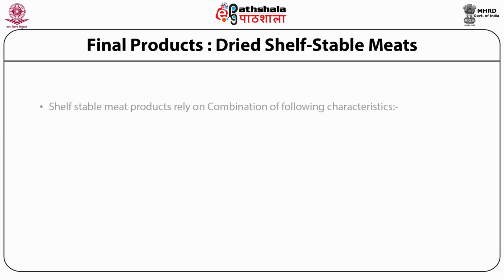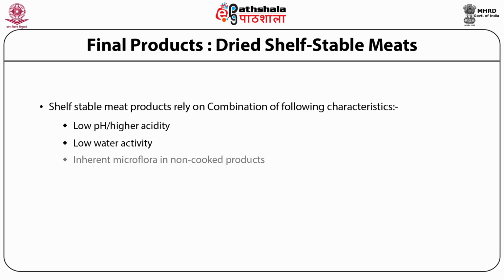Most often, shelf-stable dried meat products rely on a combination of characteristics to achieve shelf stability, and these are low pH, high acidity, low water activity, inherent microflora and starter culture in non-cooked products. Packaging helps prevent contamination and spoilage due to mold, yeast and undesirable lactic acid bacteria. Pathogens will not grow if the contamination occurs, and they may even die off in these products at room temperature.